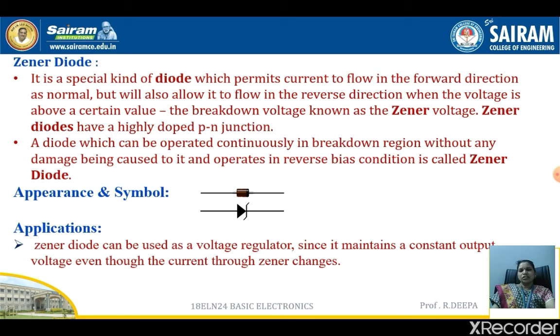Coming to the applications of the Zener diode, it is used as a voltage regulator since it maintains a constant output voltage even though the current through the Zener changes.